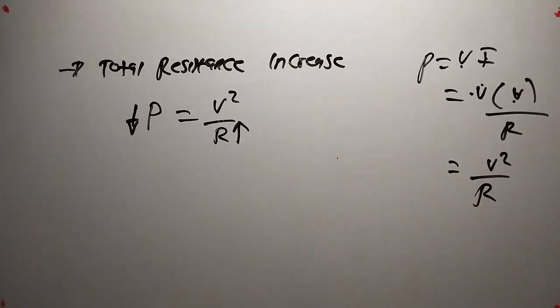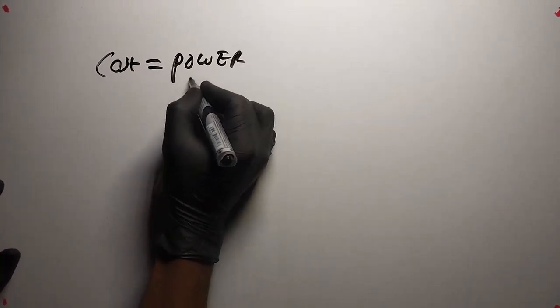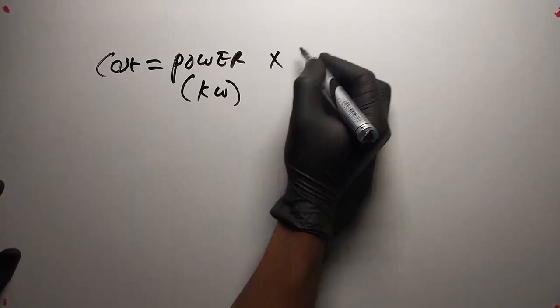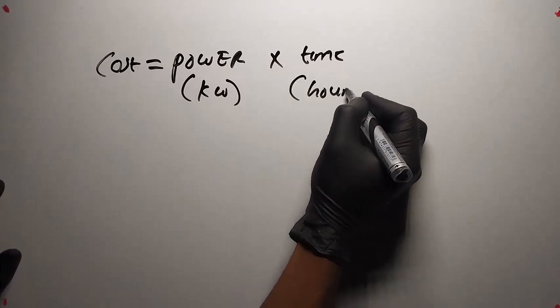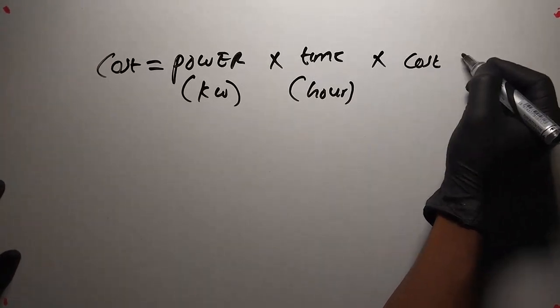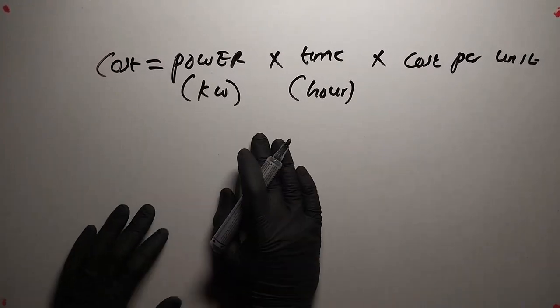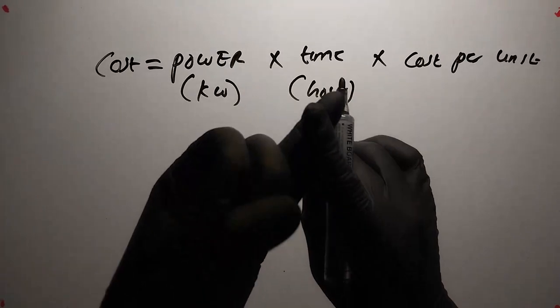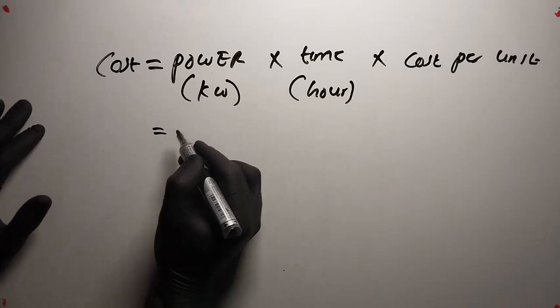Now, before we answer this question, I want to write down the formula for cost. The cost equals the power in kilowatts times the time in hours, times the cost per unit. Now we are given the current and the resistance, which means to get our power it's so simple.